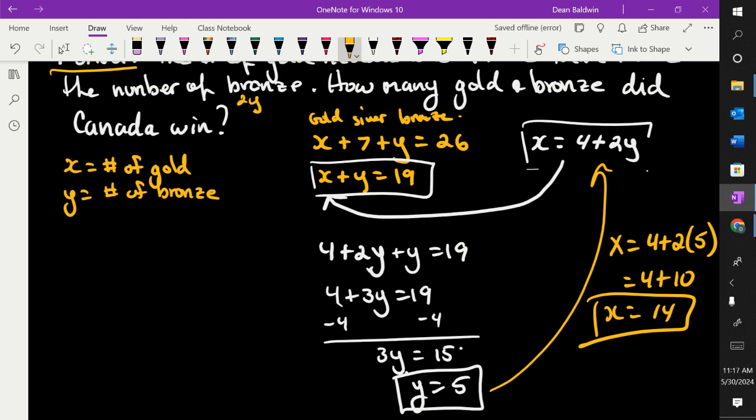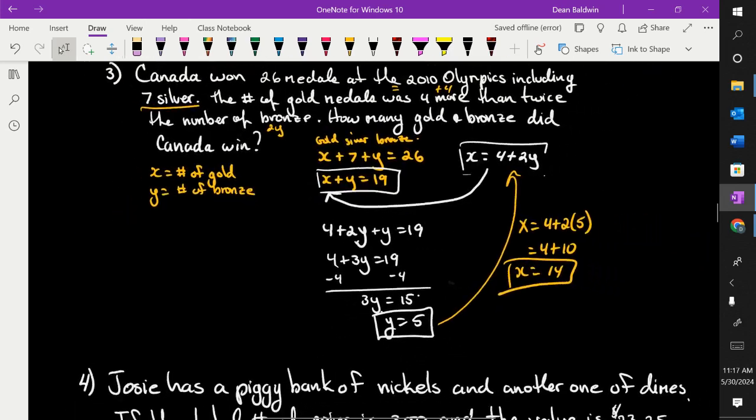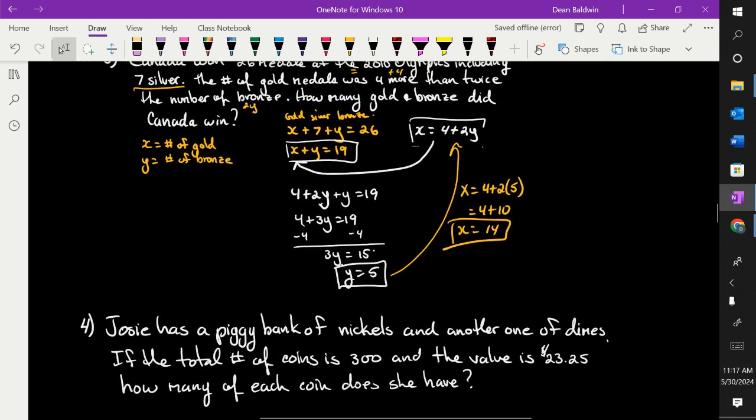All right. I got one last type of equation to show you. And there it is right there.